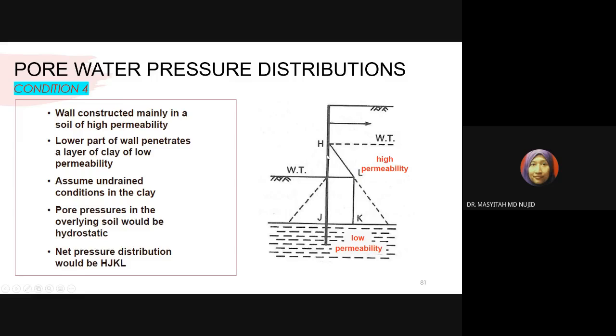And then this prop wall is installed until it penetrates the layer of low permeability, but it is constructed in a high permeability soil. So the water pressure diagram generated, as can be seen here, from the zone H, J, K, and L, produces a trapezoidal net pressure distribution.